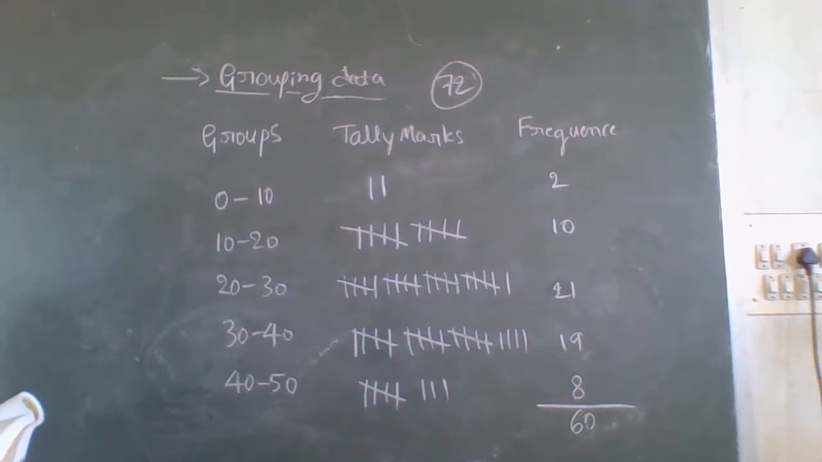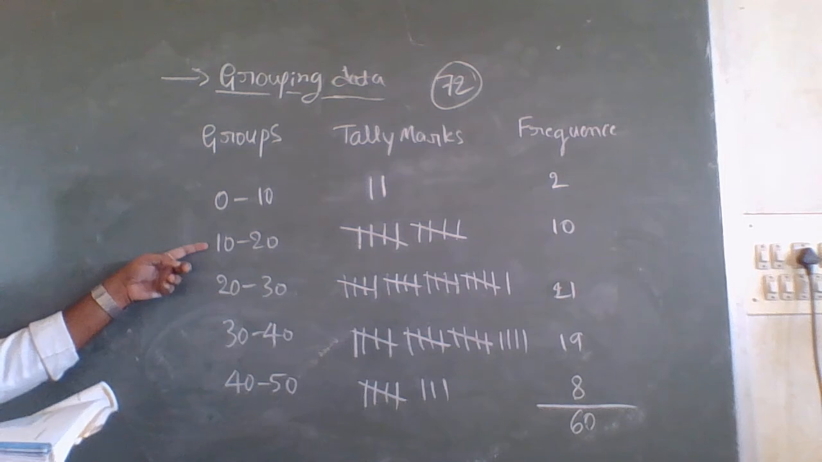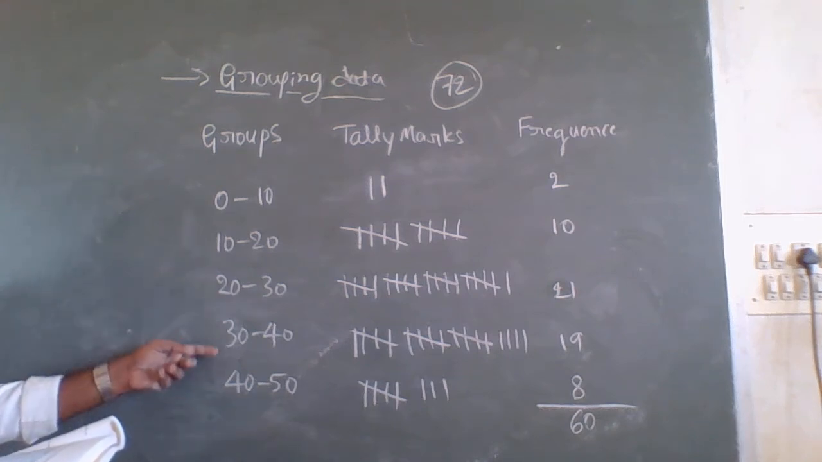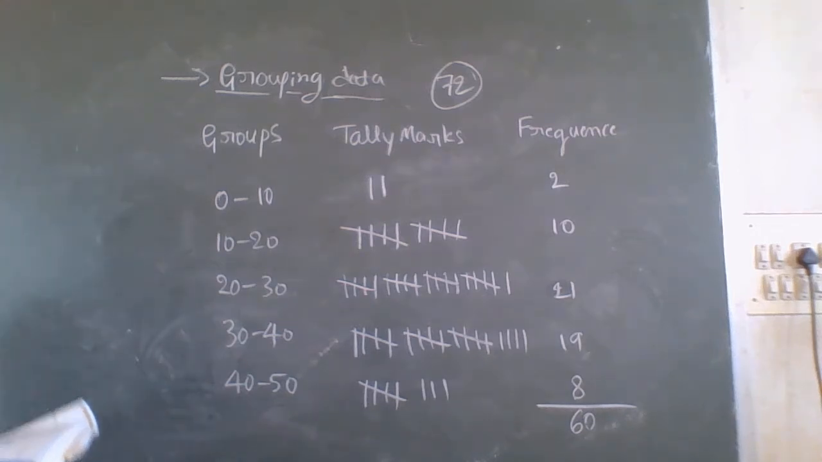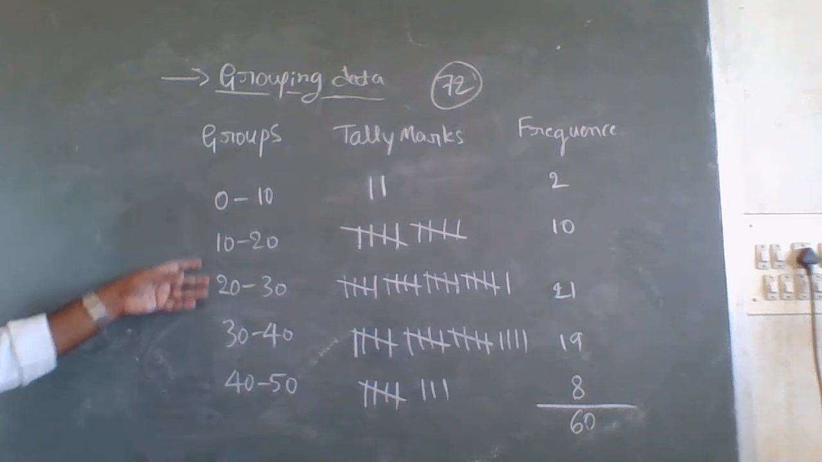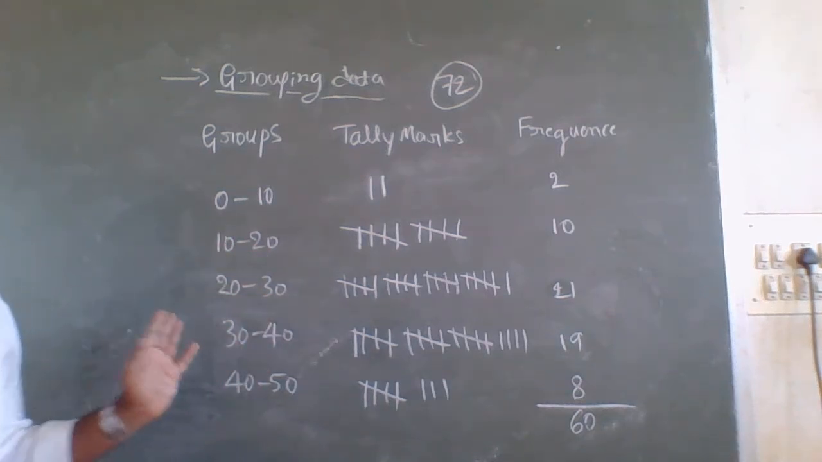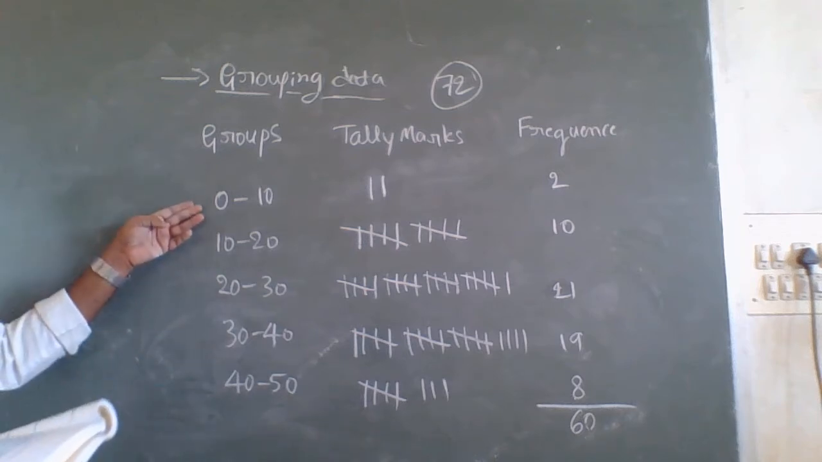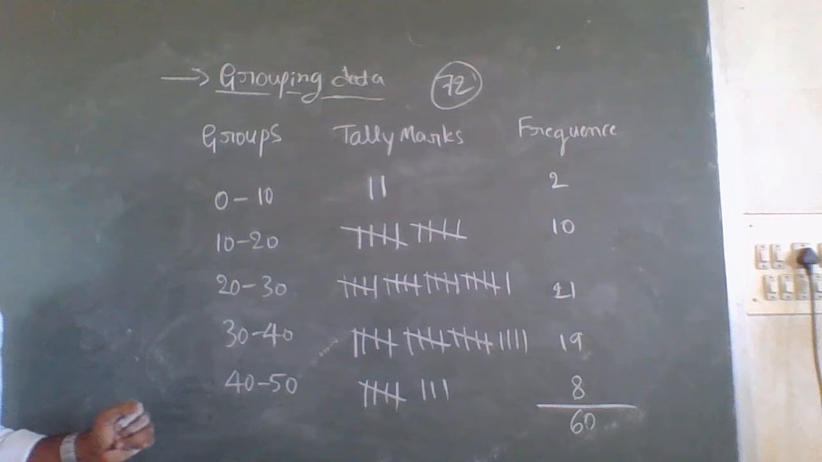And here this 0 to 10, 10 to 20, 20 to 30, 30 to 40, 40 to 50, these all are called class intervals. 0 to 10, 10 to 20, 20 to 30, 30 to 40, these all are class intervals. And here you can observe 0 to 10, and here also we have 10 to 20.